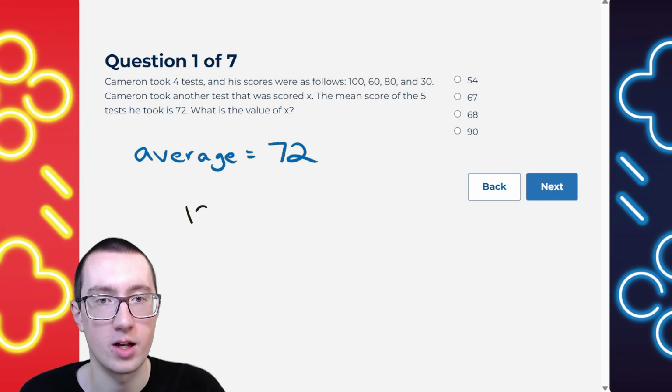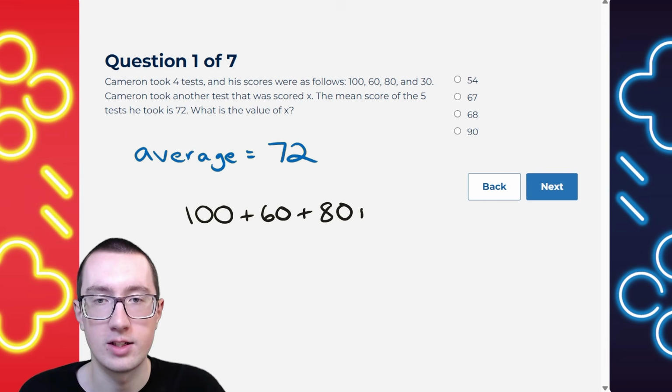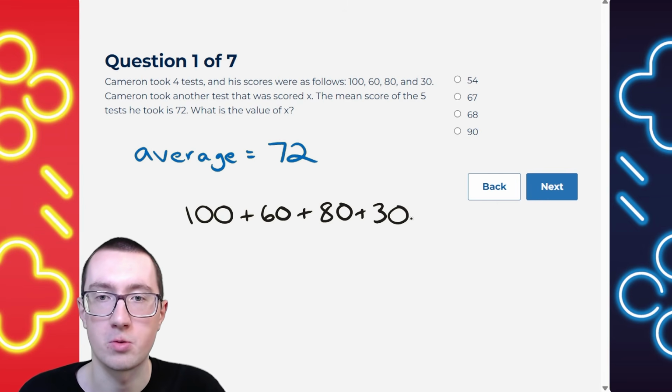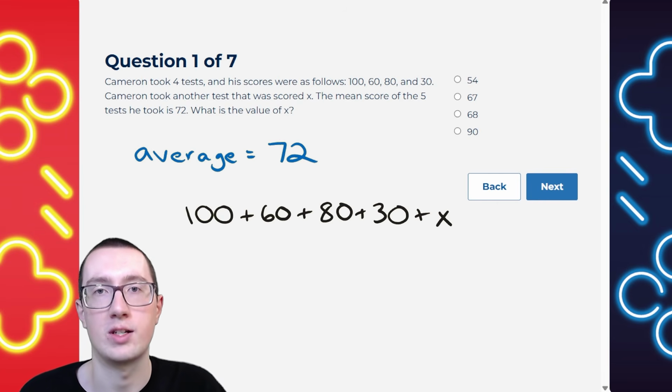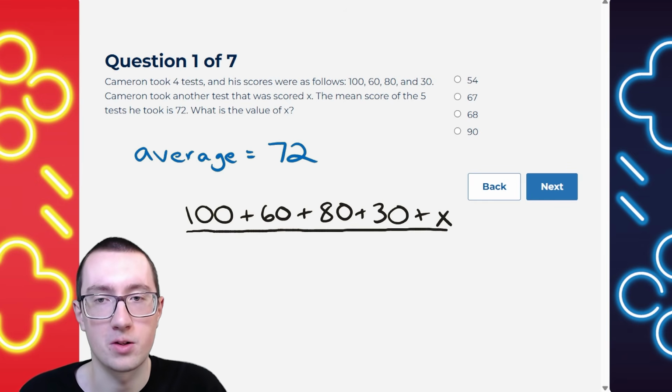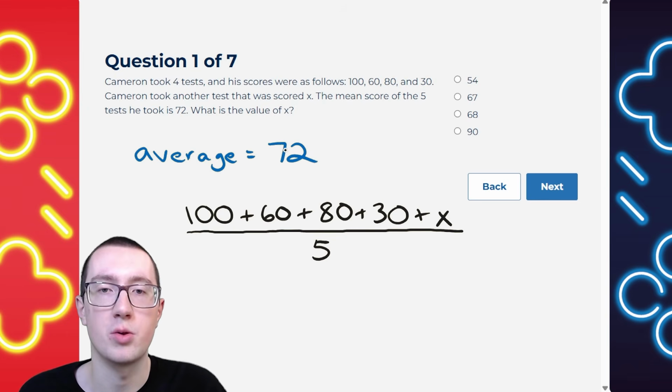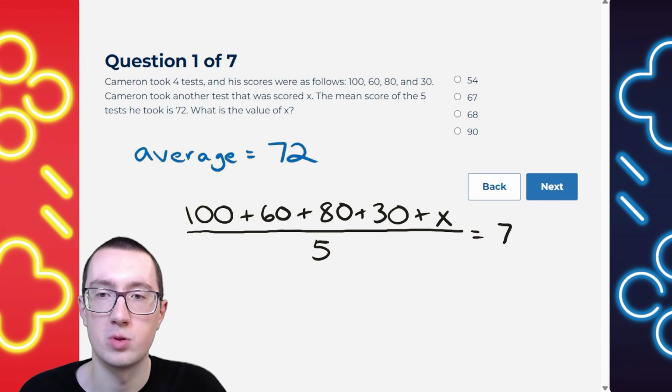So Cameron got a 100 on his first test, then he got a 60, and then he got an 80, and then he got a 30. These are some wild test scores. And then X for the 5th one, because we don't know what the 5th test score is. That's what we're trying to find. And then once you've added up all of the test scores, we would divide it by how many tests he took, which he took 5 of them. And we know that the average is going to be equal to 72.